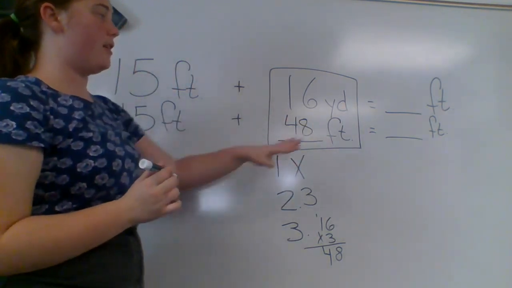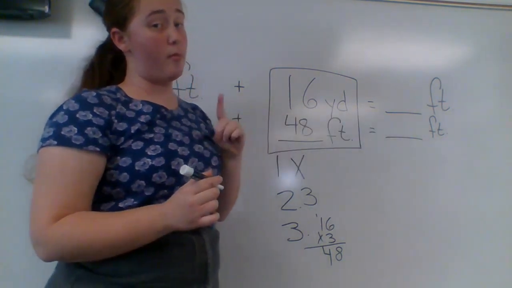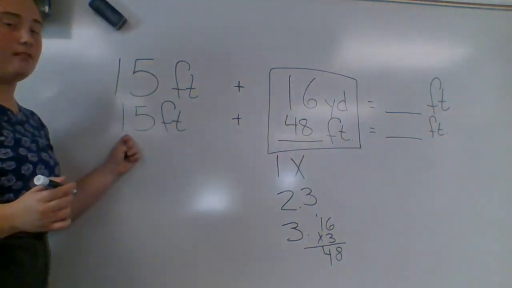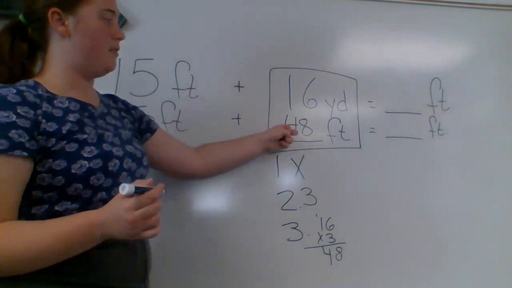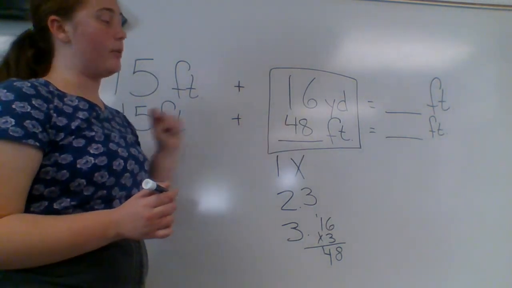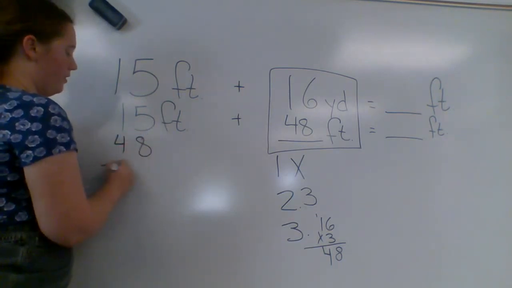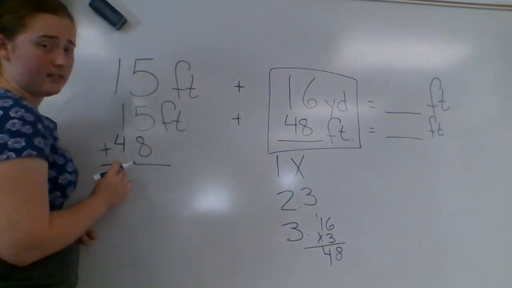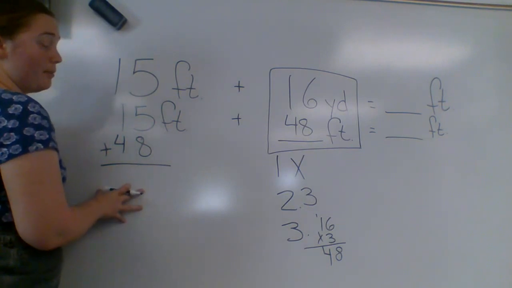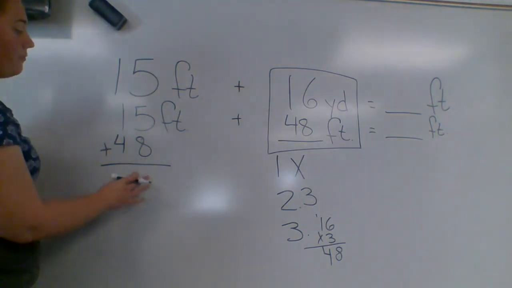Right? 48 does not go over here, though. Remember that. So we have 15 plus 48. They're both in feet, so we can add them together. I'm just going to write 48 right here so that I can add them together because this is 2-digit. That's kind of a bit much for my brain to do, so I need to write it down.